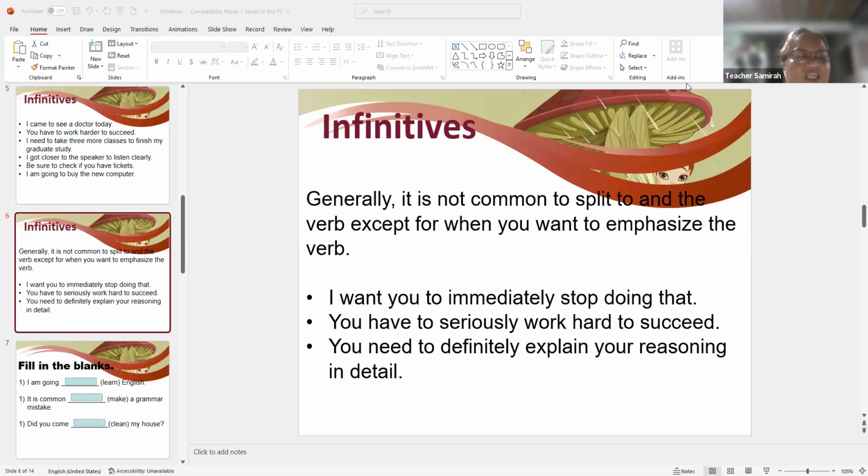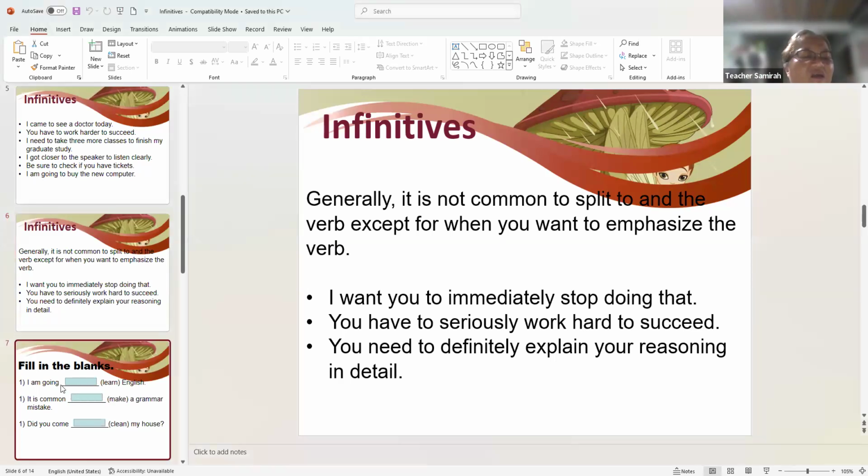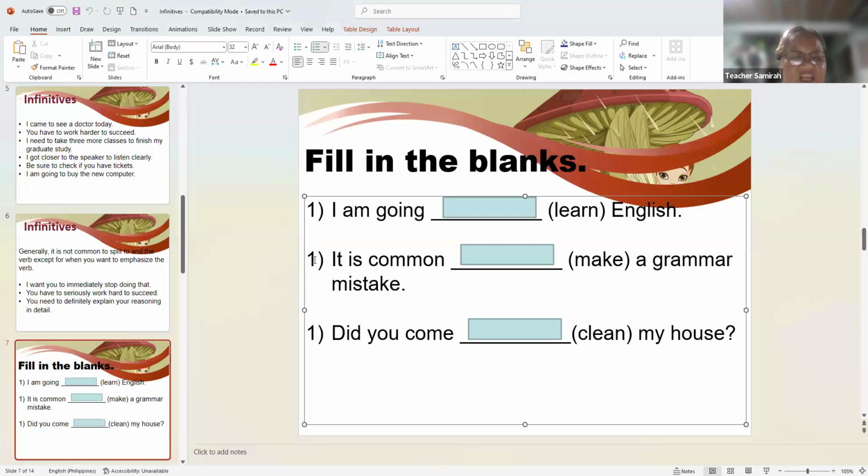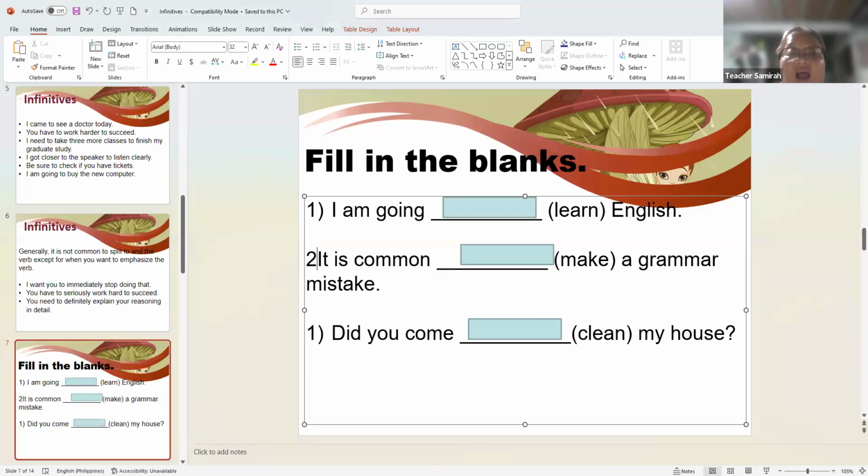Okay, look at this. There is this activity. Okay, it's very easy. I think it's grade 1, something like that. So all of the numbers are 1. Okay, fill in the blanks. We are going to use infinitives in a sentence. I am going blank learn English. What do you think?